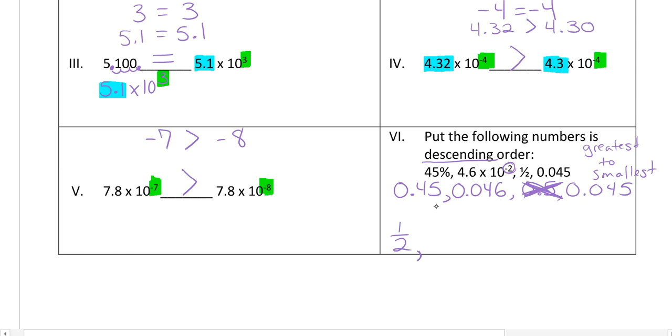So after 1/2, I'm comparing 0.45 to 0.046 and 0.045. Well, 0.45 is going to be larger than those other two, so 45% would come next. And then comparing 0.046 to 0.045, well, 46 is bigger than 45. So 4.6 times 10 to the negative second would be next, and then last would be 0.045.